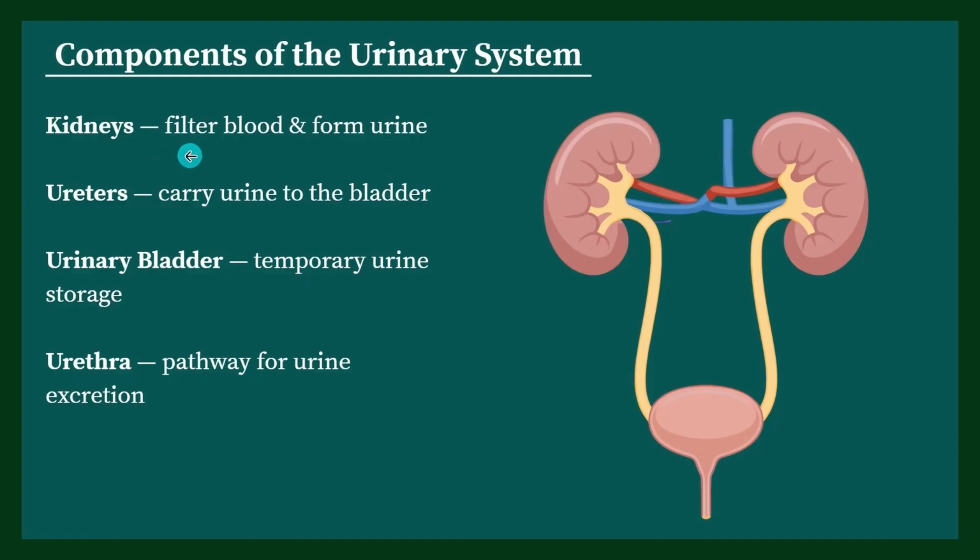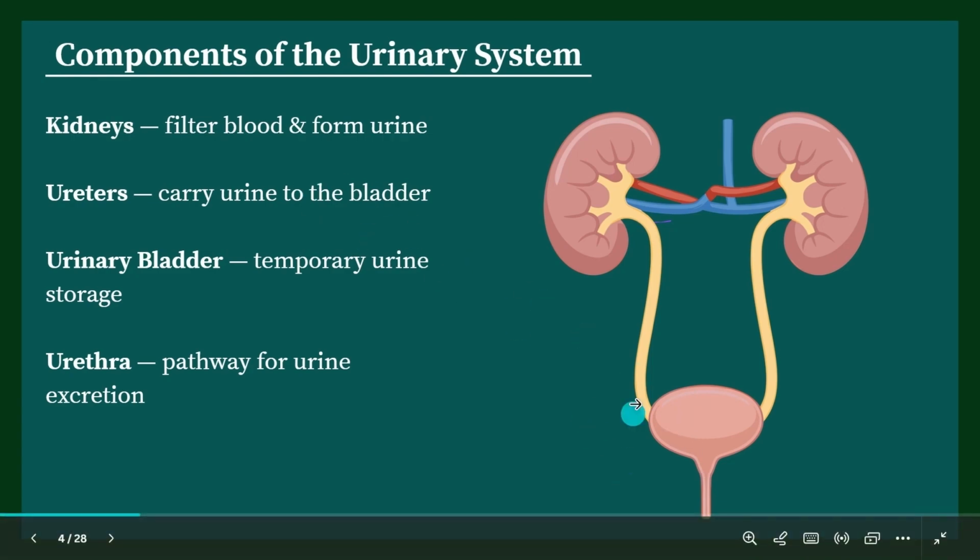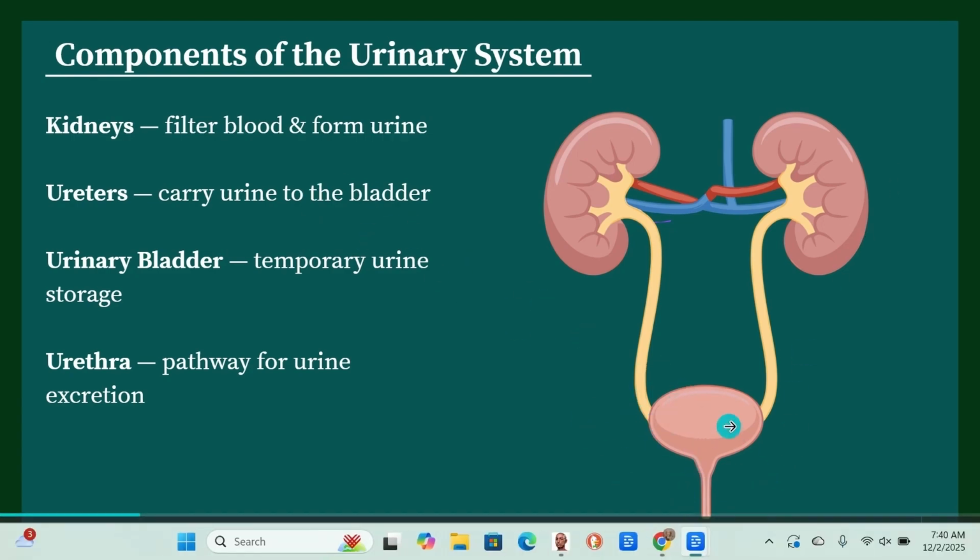All right, so there's a couple different components, organs of the urinary system. We have the kidneys, those are the actual functional units. They're the organs that filter our blood and form the urine. And then we have the ureters, which carry the urine from the kidneys to the urinary bladder, which is down here, the temporary urine storage. And then we have the urethra, which is the pathway where the urine comes out.